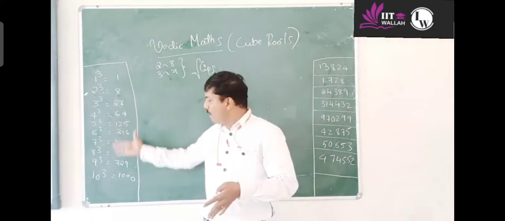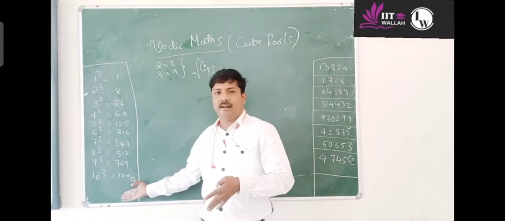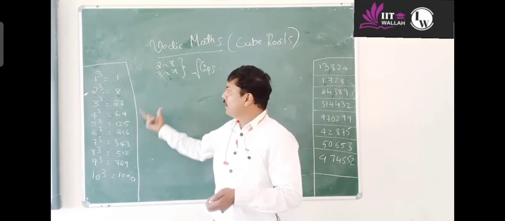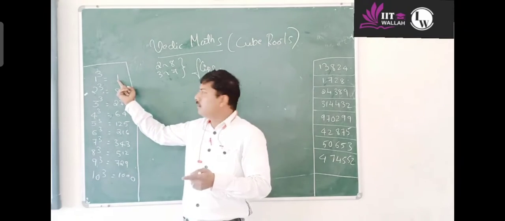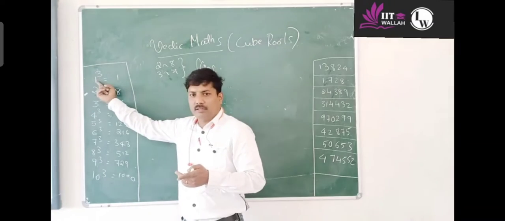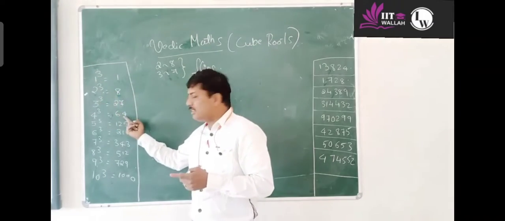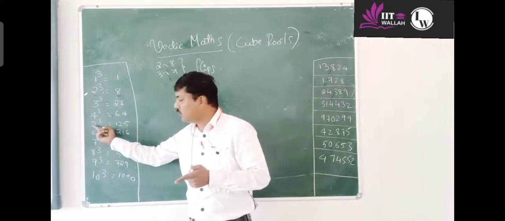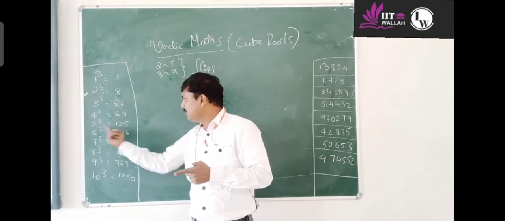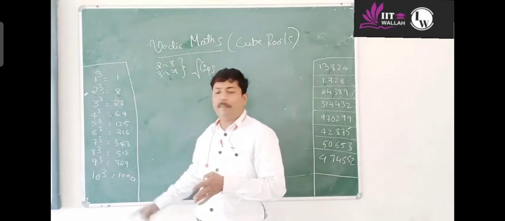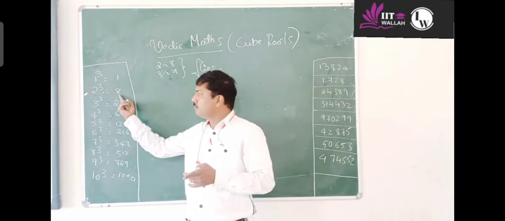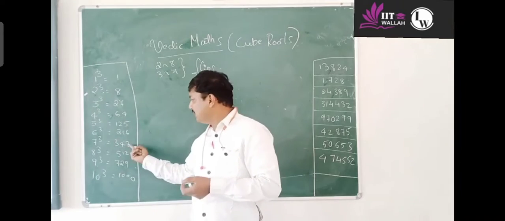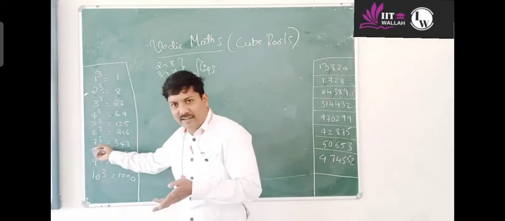So this is the table of the cubes from 1 to 10. By observing this table, you can understand that if any number ends with 1, its cube root also ends with 1. If any number ends with 4, its cube root also ends with 4. If any number ends with 5, its cube root also ends with 5. If 6, 6. The only difference is coming in if any number ends with 8, its cube root ends with 2 and vice versa. If any number ends with 3, its cube root ends with 7 and vice versa.